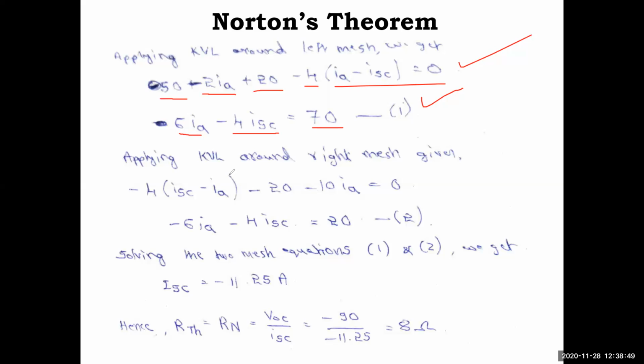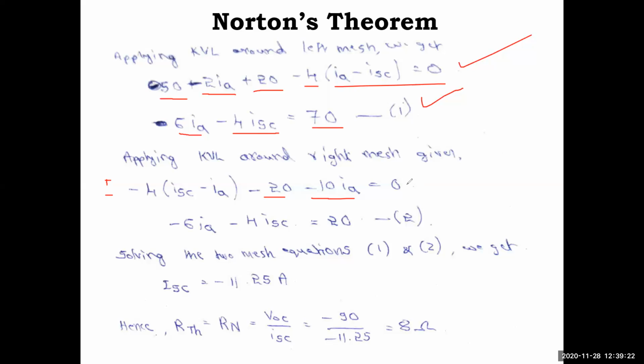Applying KVL around the right mesh. Okay, on the right side you again have 4 elements. So current minus 4 ISC minus IA. Now with respect to ISC we take positive, and with this notation you have plus minus. So that's why it is taken minus 4 ISC IA, then you have plus minus, that's why minus 20, and then minus 10 IA. So plus minus we have taken in the opposite manner, all equal to 0. All in plus minus, plus minus is there, right?